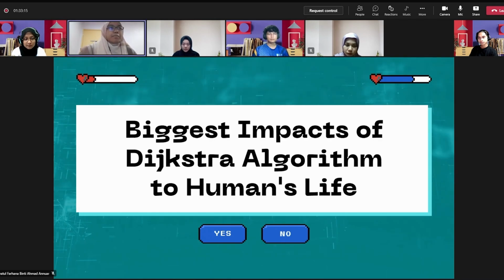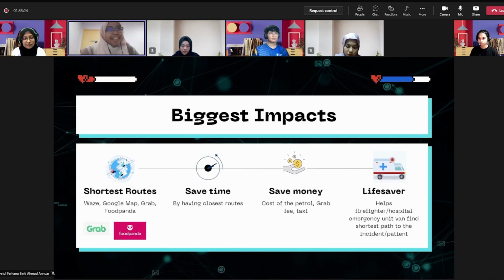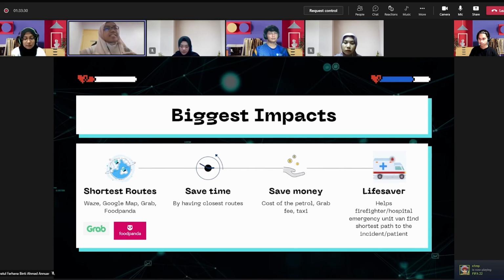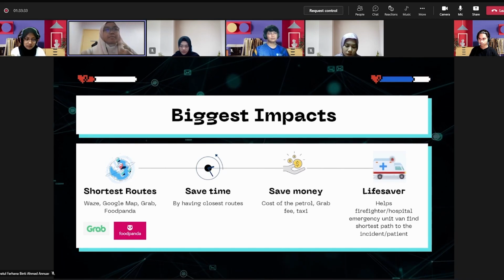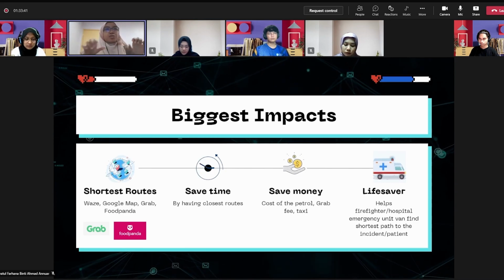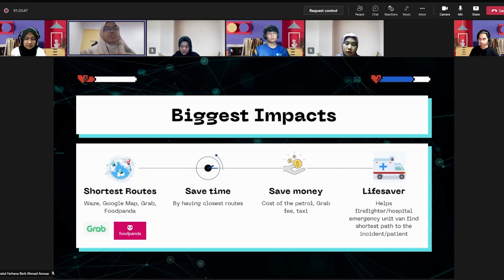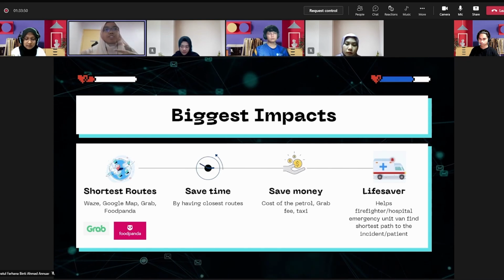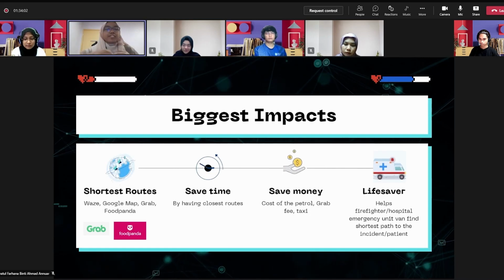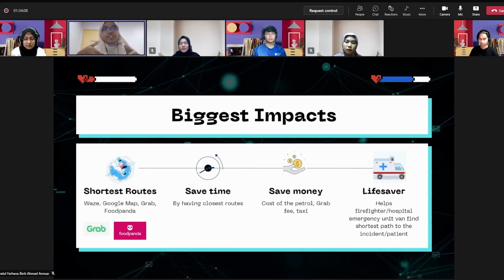So moving on to the biggest impacts of the Dijkstra algorithm to humans' life. The impact is the creation of online map applications, just like Waze and Google Maps, and for delivery services like Grab, Foodpanda, and other apps. By creating these apps, it saves people time travelling from a certain place to their destination. With this, they can save money on petrol, Grab fees and taxi fees also. By saving this time, it helps save people's lives, as the ambulance or firefighter emergency unit can find the shortest path to the nearest place to save them.